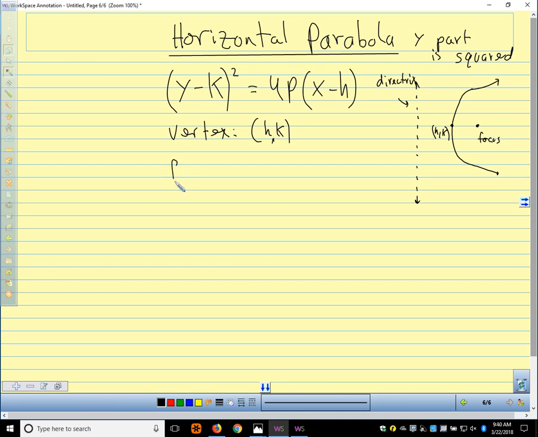Our focus. This time we're moving left and right from the vertex to get to the focus. It's still p units. So I need to change the horizontal coordinate. So my focus is going to be h plus p, comma k. My directrix. We're still going left or right from our vertex, depending on which direction our parabola opens. So now we're going to have the vertical line, x equals h minus p.